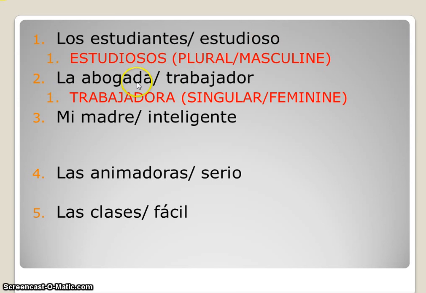La abogada, I've got trabajadora. This is an adjective that ends in D-O-R. This is one thing. I don't have any S's, so there are no S's on my adjective. How do I know that this is a feminine noun? Because of the la. So that's where I'm getting my A.